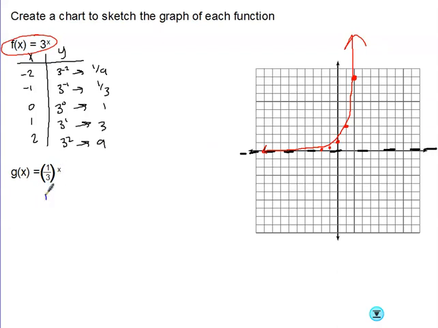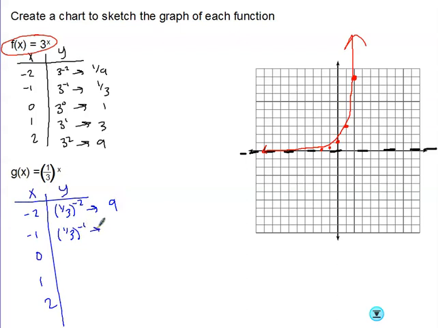Looking at my 1/3 when I create my chart, I'll use the same values: negative 2, negative 1, 0, 1, 2. 1/3 to the negative second, I take the reciprocal and square it and I get 9. 1/3 to the negative first, I take the reciprocal, which is 3. 1/3 to the power of 0 is 1. 1/3 to the first is 1/3, and 1/3 squared is 1/9.